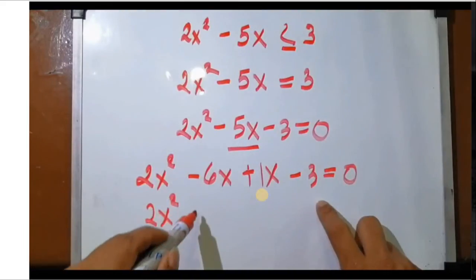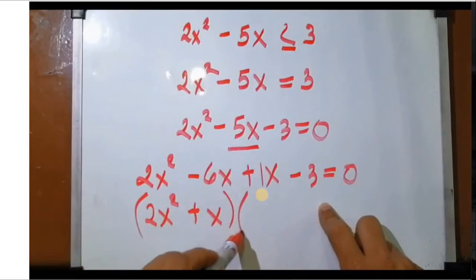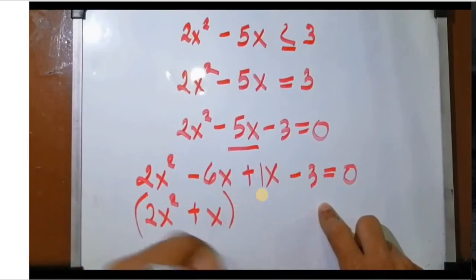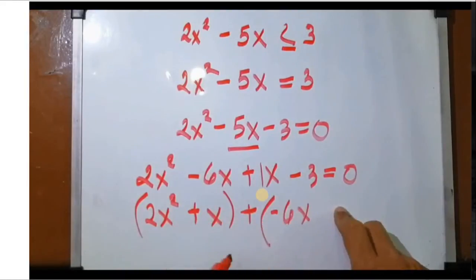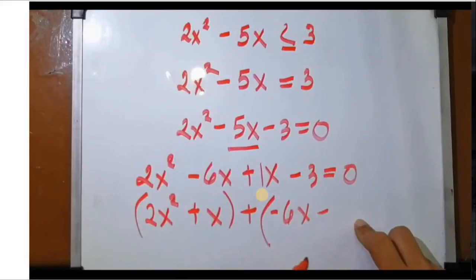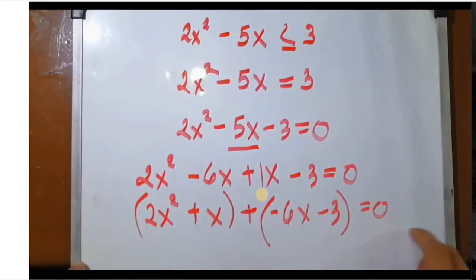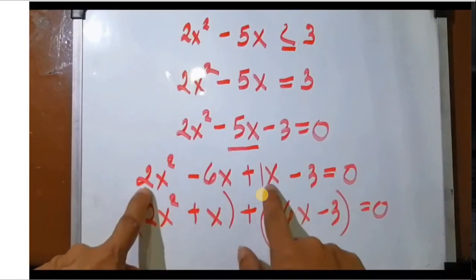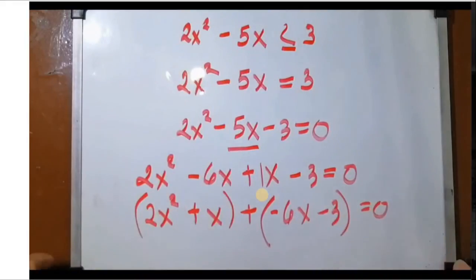Okay? So, 2x square plus x times plus negative 6x saka ito minus 3 equals 0. Okay? So again, pinagsama natin itong dalawa kasi sila yung may common factor. Just pinagsama rin natin itong dalawa.